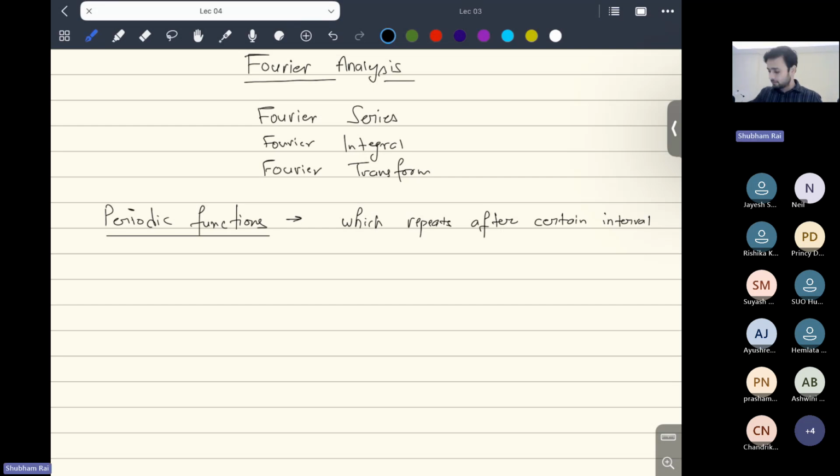No, because the simple example is the function tan x. If you plot tan x, it is a periodic function, but it is not continuous. It is not defined at x equal to pi by 2 or odd multiples of pi by 2, because at those points, it is either infinity or minus infinity. So they may not be continuous, but it will repeat after a certain interval.